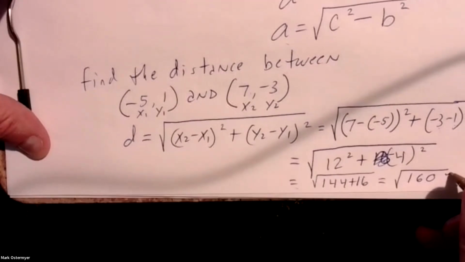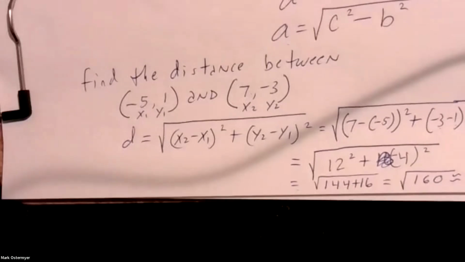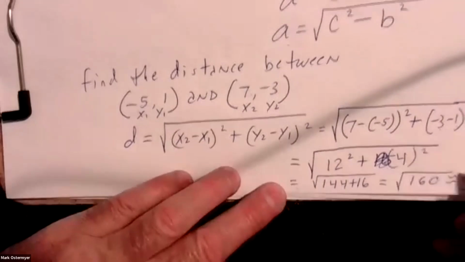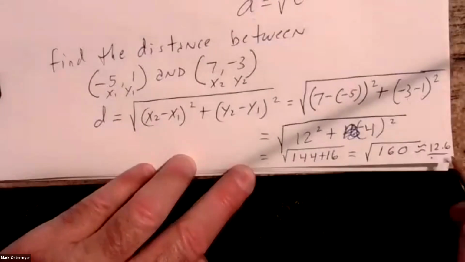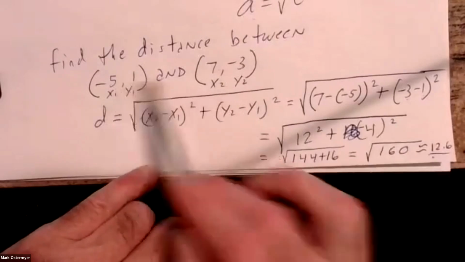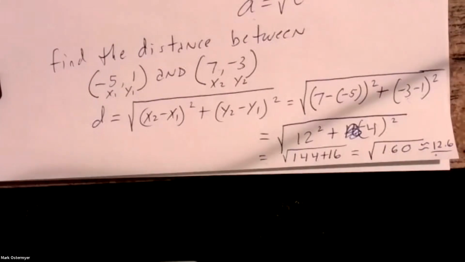Now, if you want to turn that into a decimal to appreciate that distance, you would take the square root of 160. And the square root of 160 nets me a distance of about 12.6 units. So about 12.6 units would be the distance between these 2 points in the XY plane. Any questions how I applied the distance formula to computing the distance between those 2 points? Essentially, that's it there.